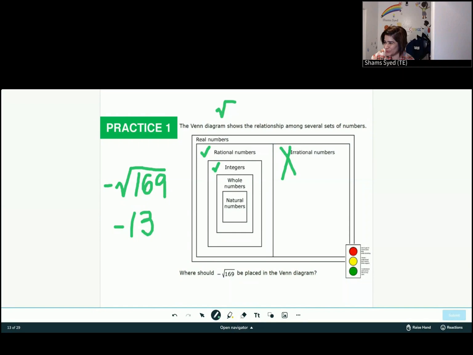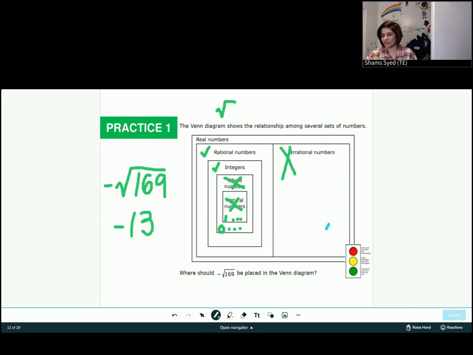No, Blessing. Why? Huria, why? You guys were so prompt. No. Why is it not whole numbers and natural numbers? Huria says because it is a negative number. Natural numbers start with 1 and up. Whole numbers start from 0 and up.